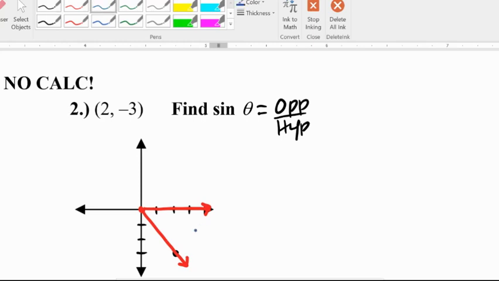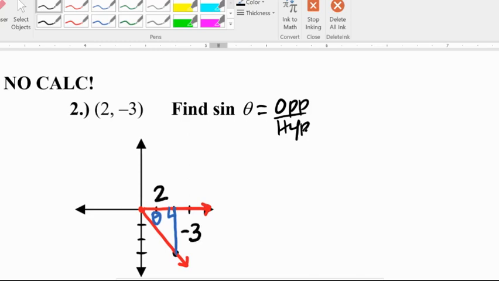Well, how do we draw the triangle? You drop the terminal side to the x-axis. That's going to be perpendicular. You're going to use theta as your reference angle, which is from the terminal side to the x-axis. Remember, it always has to be less than 90 degrees. You're going to fill in your side lengths. You want 2 to the right and 3 down.